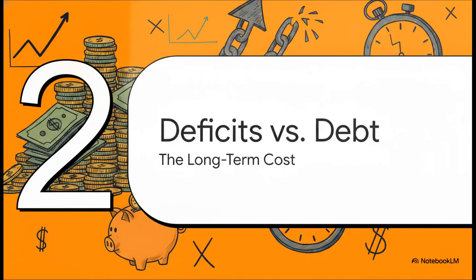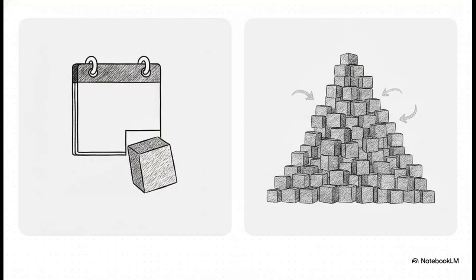Section 2. Deficits versus national debt, the long-term cost. You hear these two terms thrown around constantly, right? And people often use them interchangeably, but they are actually very different. A deficit is a strictly annual event. It's just the yearly shortfall that happens when a government spends more than it brings in through taxes over a single fiscal year. The national debt, on the other hand, that's the grand total. It is the historical accumulation of all those yearly deficits stacked on top of one another over time.